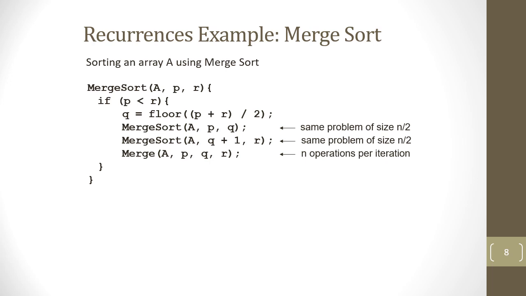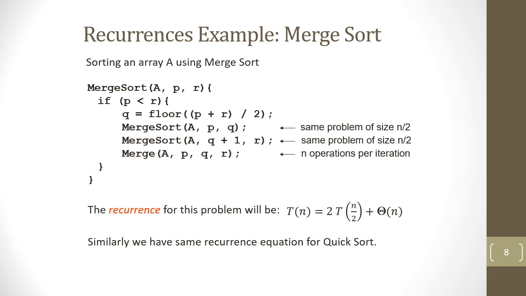So if we want to derive a recurrence equation for that, in this case the A will be 2 because the merge sort is being called 2 times, and it should be T of n by 2. B should be n by 2 because it is solving for a problem of size n by 2, and the non-recursive part will be n operations. So the final recurrence equation for merge sort will be T of n is equal to 2 T of n by 2 plus n.